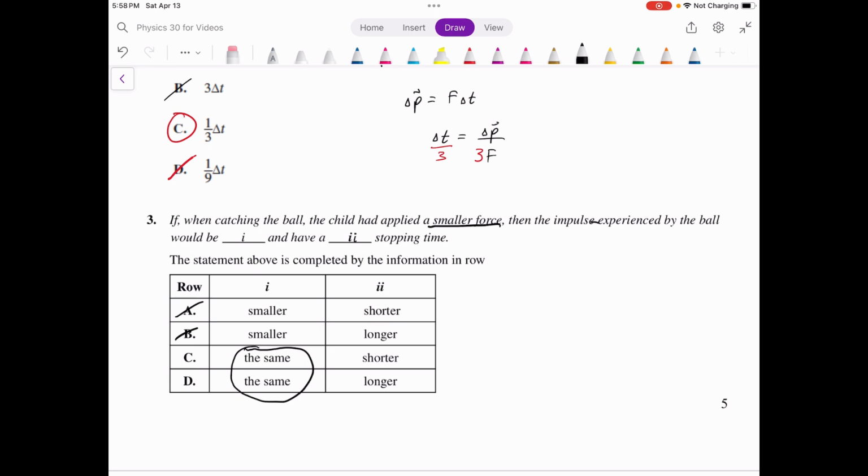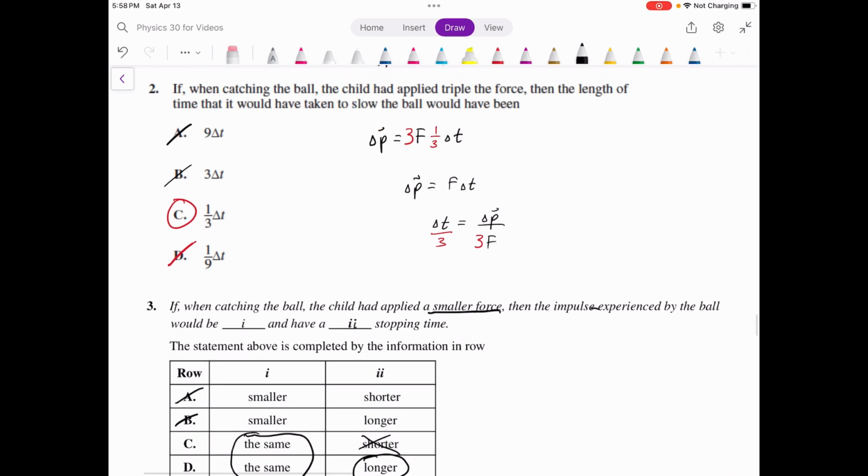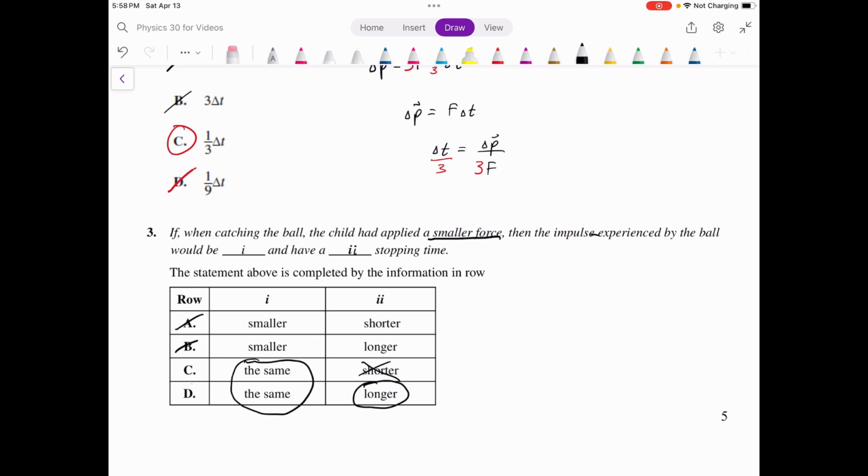Now we need to decide, would it have a longer stopping time though, or a shorter stopping time? Well, if you use a smaller force to achieve the same impulse, it's just going to take you longer, right? Not shorter. You need a bigger force to make it come to a stop in a shorter amount of time. That's what we did in number 2 there. So the answer is D, right? This is like the stop sign situation. You've got a longer time to stop it, and so you can use a smaller force, right? Same idea. A smaller force to cause the same impulse will require a longer time to do it.